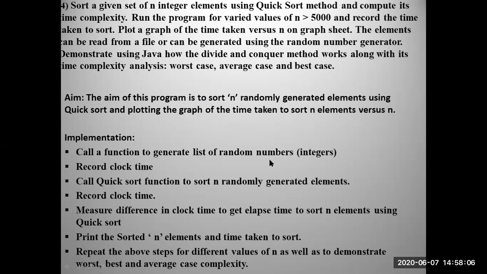Means you need to call a random class that is going to generate some random integers. After that you need to record your clock time before sorting. Again, they said call the quicksort function to sort the randomly generated elements. Again record your clock time after sorting, and measure the difference between the completed time, the stop time, and the start time, so that you get the elapsed time, meaning how much time it has taken for your sort. And print the sorted elements and the time taken to sort.